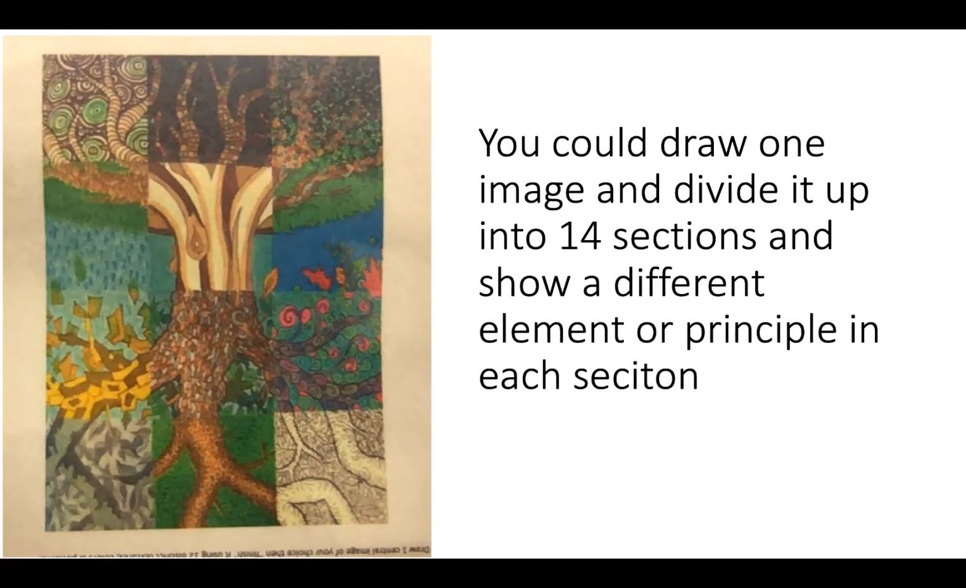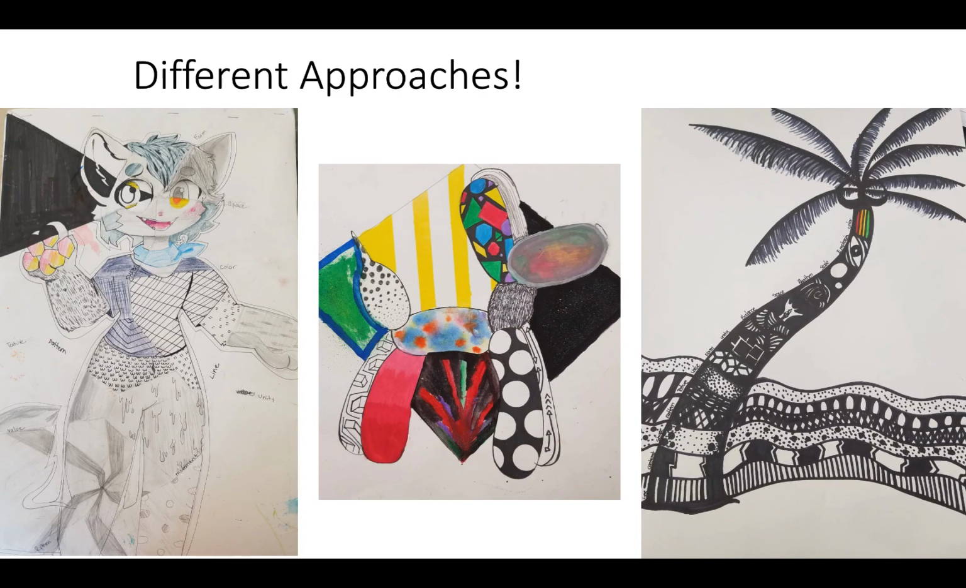You can even take one image, for example a tree, and divide it up into 12 boxes and show me different elements and principles of design within each box. Here are just some other different approaches by taking an image and dividing it up. So we'll just talk about this one over on the right. They did this palm tree and divided it up into these different strips, and you can see they labeled it by showing all the different elements and principles.